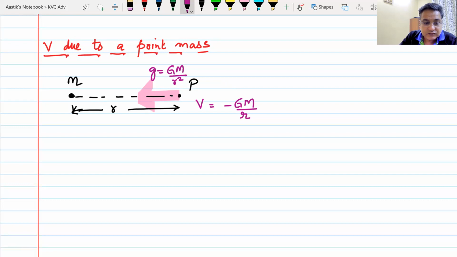Gravitational potential due to a point mass is minus Gm by r. Now remember, gravitational potential is a scalar quantity. If you have more than one point mass, how will you find out the gravitational potential due to more than one point mass?